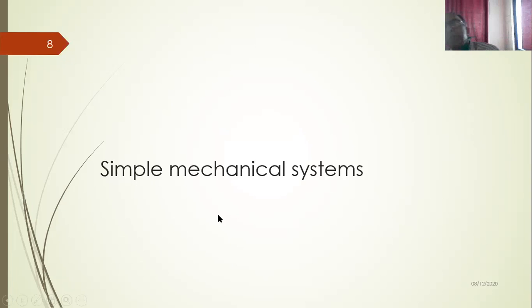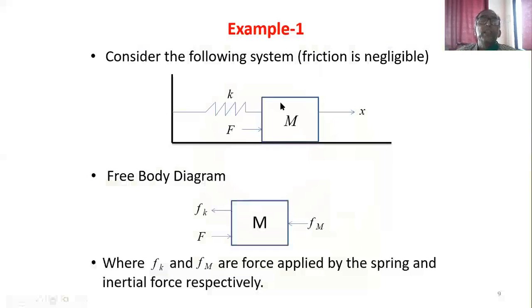Let us see a simple translational mechanical system, and how to build the equation of operation for such a system. Friction is neglected here. Consider the following system. So how do I represent it? I have a mass M, I have a spring K, and I am applying some force F, and I am getting output as displacement X.